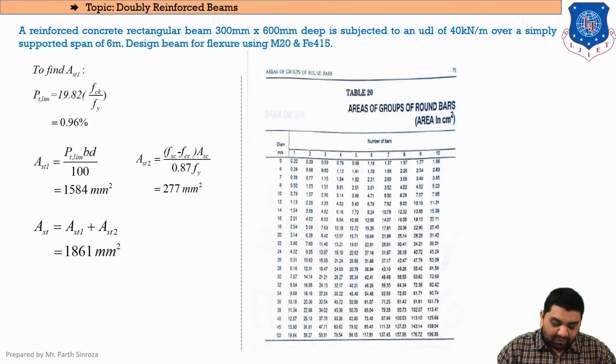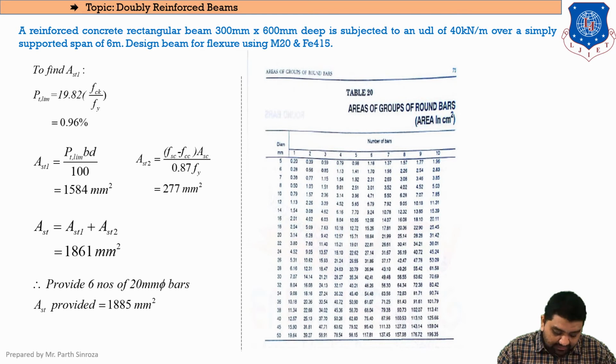So from steel table we'll be opting a value that is greater than 18.61. So the value that is greater than 18.61 falls under this category, that is 20 bar diameter, 6 numbers of bar. So 6 numbers of 20 mm diameter bar, the area that is provided comes out to be 1885 mm square. So this is how we'll be designing a WRC section if it is not given in the question, whether the section is a single RC section or a WRC section.